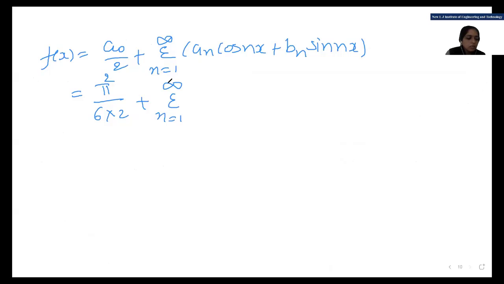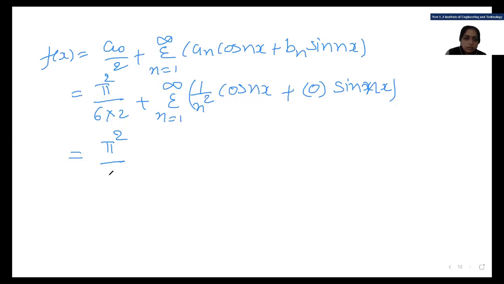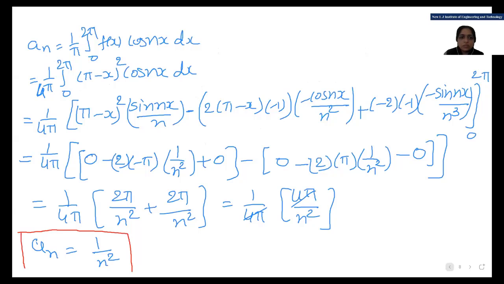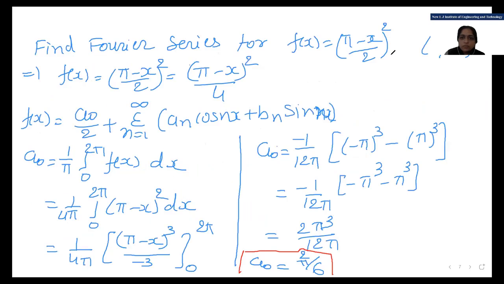Summation n 1 to infinity. The value of an is 1 upon n square, right? Into cos nx. And this one is 0 into sin nx, it will be 0. So after simplification, pi square by 12 plus summation n 1 to infinity cos nx upon n square. And what is our function? Our function is pi minus x by 2 whole square, right? Our question is, we have to find the Fourier series for this function.